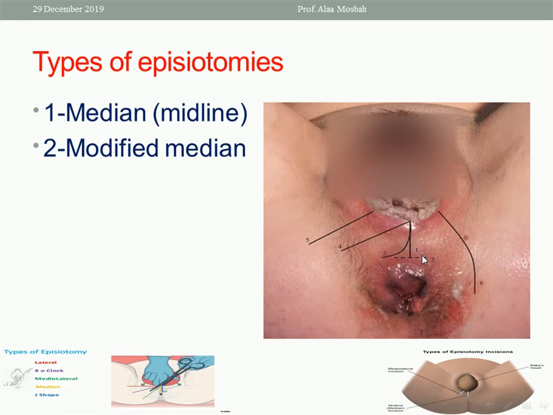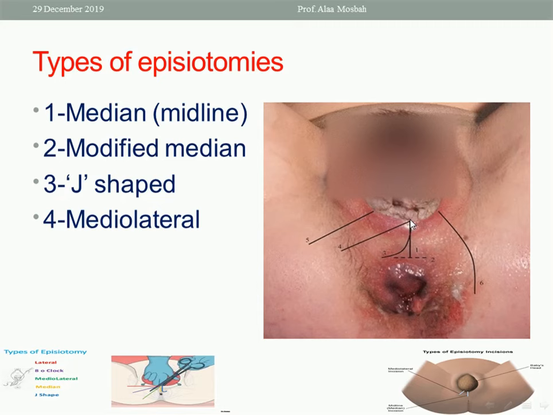Okay. J shape. This one. I start in the midline, then complete by J shape. This one, number three. Mediolateral, the commonest one used in practice nowadays and recommended. This, when indicated, this one, mediolateral episiotomy.